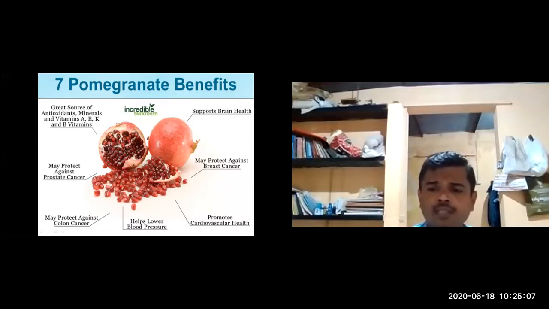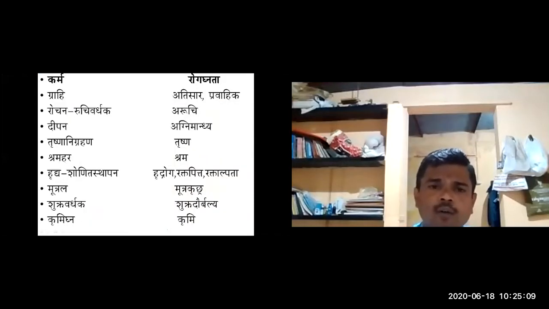Okay, so these are some of the benefits according to the modern view. According to Ayurveda, karma-wise, it has grahi karma. That is because of its ushna virya or anushna virya, and kashaya rasa is also there. Grahi means grahana, one which holds, so it is indicated in case of atisara and pravahika conditions. It has rochana and ruchi vardhaka properties, so it is indicated in case of aruchi.